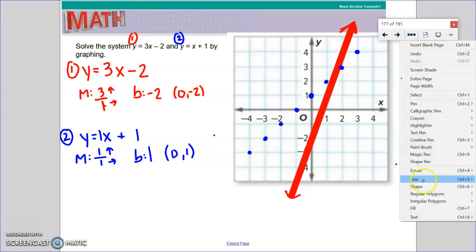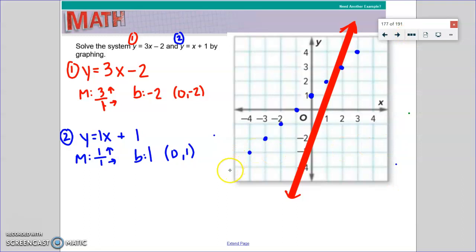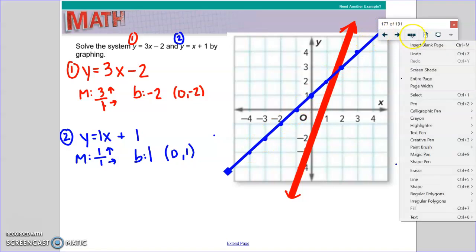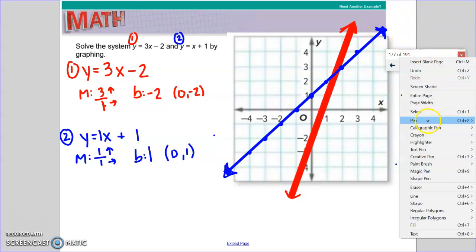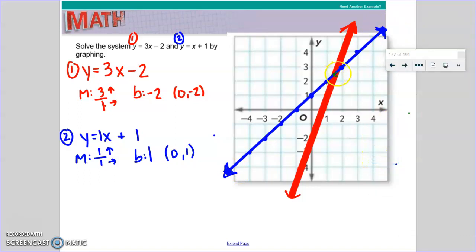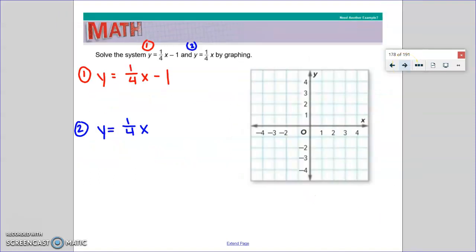And what ends up happening now is when I go in and make this line, I notice that my line is intersecting my other line. There's one spot that it's touching, which is roughly at 1.5 and 2.5. And this is what we would call our solution. Let's look at another one.